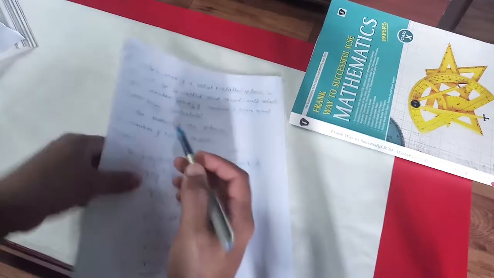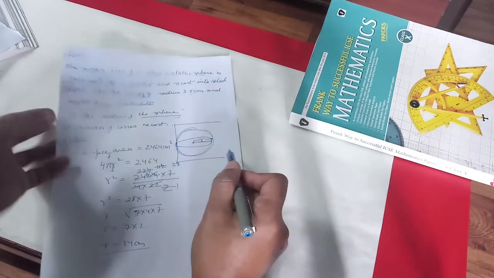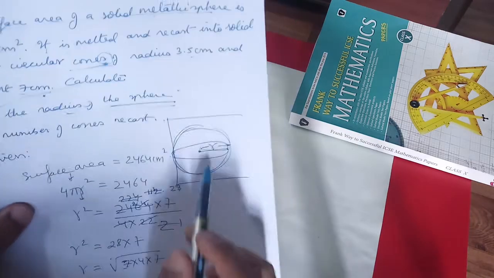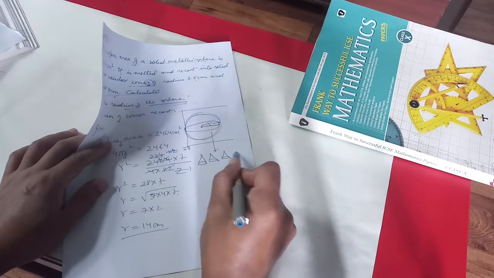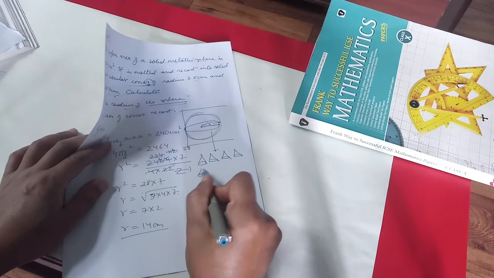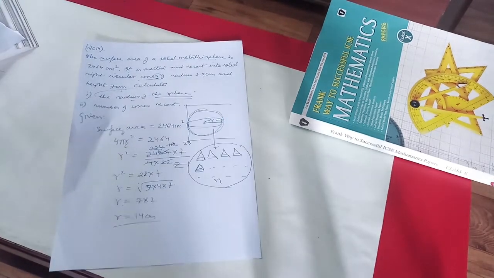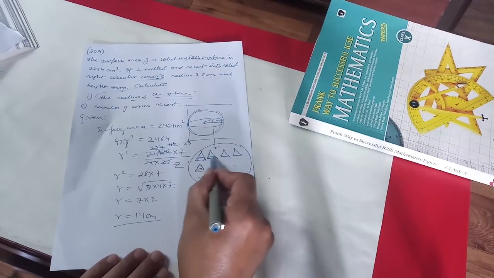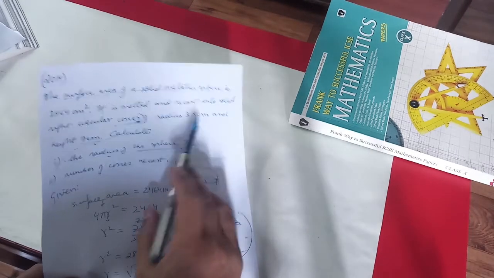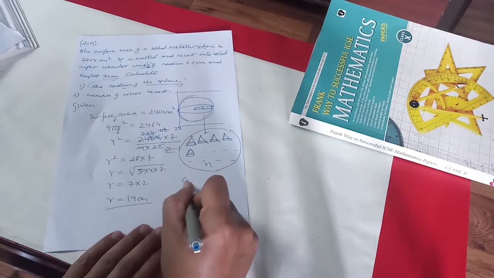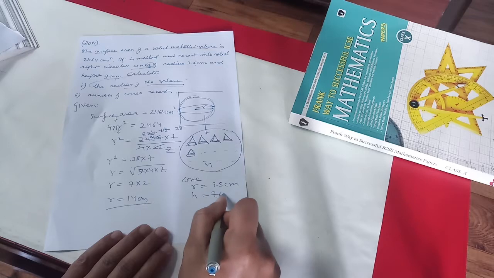Now in the second question, you have to find the number of cones recast. The sphere which is given to you is melted and recast into cones. Suppose this is the cone. You don't know how many cones are made, so let us say you have made n number of cones. Each cone has the same dimensions: the radius is the same and the height is the same. The radius is 3.5 centimeter and the height is 7 centimeter.